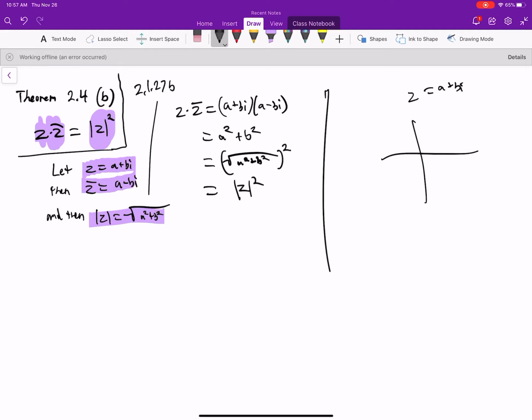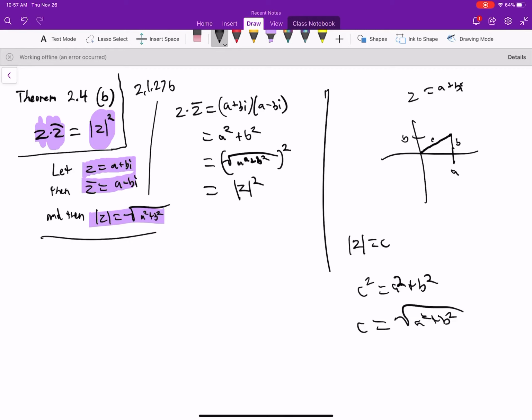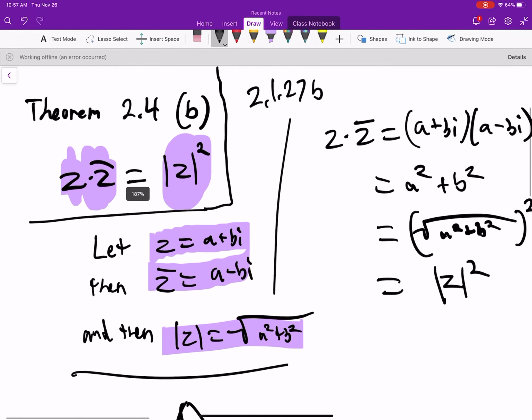So that's going to be some value a and some value b, and we want to know the magnitude of it. Well, we just use the Pythagorean theorem. So c, or magnitude of z, is c squared equals a squared plus b squared, or c is the square root of a squared plus b squared. And so sure enough, we can see that that's the case right there. I'm looking here now. So yeah, we're good with that.